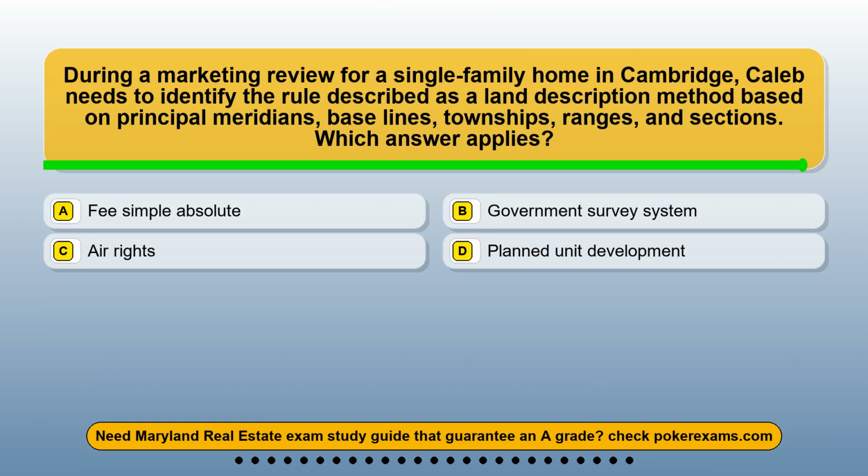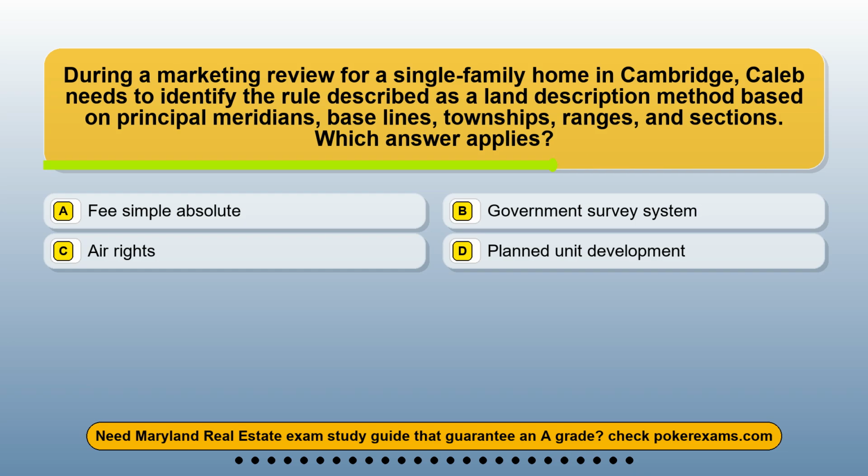Question 6. During a marketing review for a single-family home in Cambridge, Caleb needs to identify the rule described as a land description method based on principal meridians, baselines, townships, ranges, and sections. Which answer applies? Option A. Fee simple absolute. Option B. Government survey system. Option C. Air rights. Option D. Planned unit development.